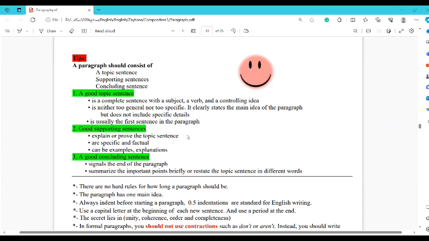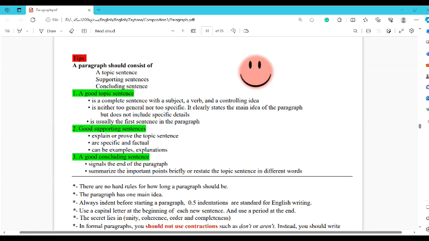I forgot the pronunciation of the word details. No, details. Okay, thanks. You're welcome.